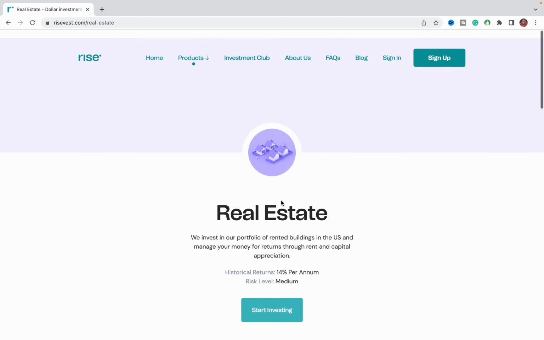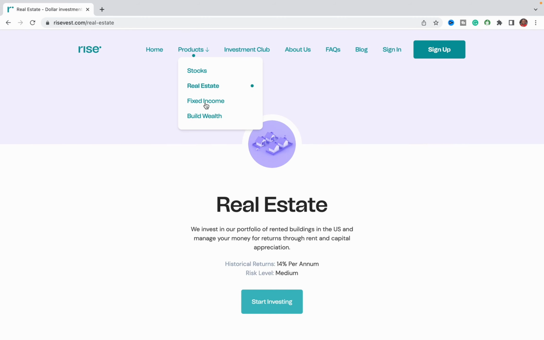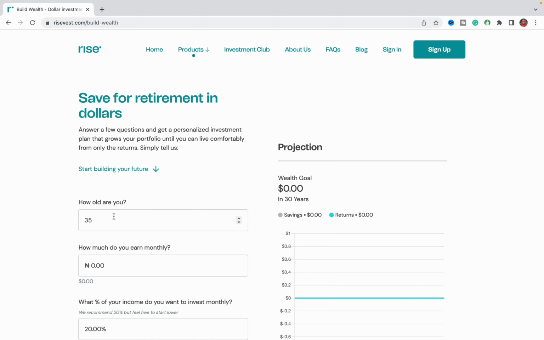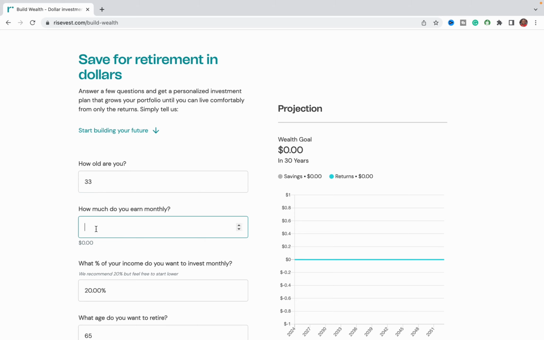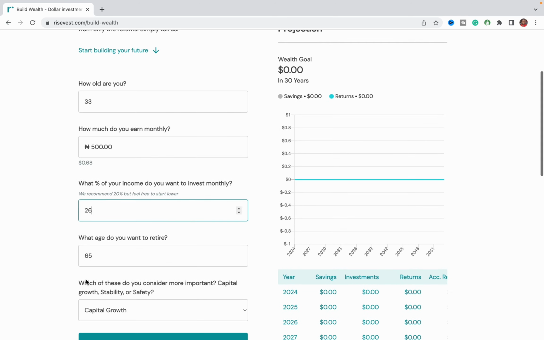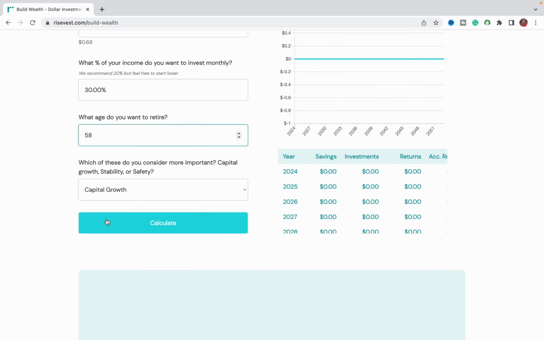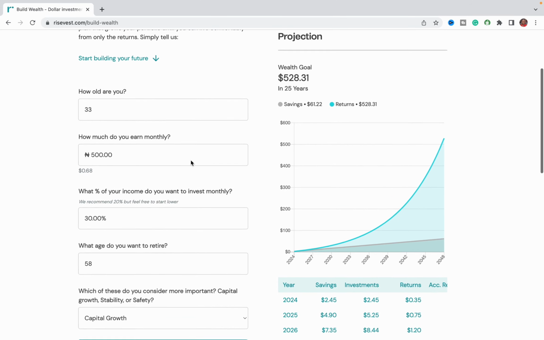When you come on the app, you can check what this build wealth feature is about. Let's check their build. We're going to check about everything. Let's imagine I'm 35 years old and I earn $500 every month. What percentage of your income would you like to invest monthly? Let's say I want to invest 30%, and then I want to retire at 65 and I want to see capital growth. Let's check what the graph is going to show me.